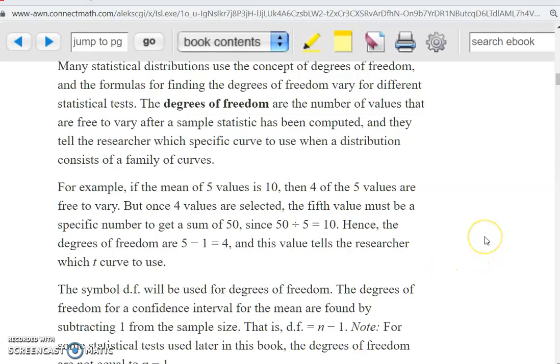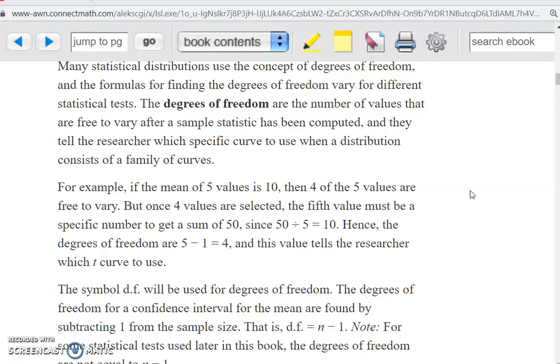The degree of freedom is 1 less than whatever it is that you're picking from. If you have a degree of freedom of 20, that means you had 21 people that you were going to pick from. If you have a degree of freedom of 19, that means you had 20 people that you were going to pick from. Now his example here, I want to explain it to you because it's not very clear, just to help you learn how to read a math book. He says if the mean of 5 values is 10, then 4 of the 5 values are free to vary.